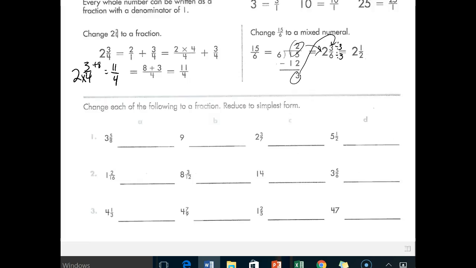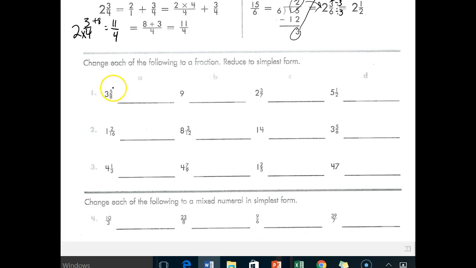All right, so the first one is going mixed to improper. So 3 times 8 is 24, plus 24, I get 29 over 8. 9, how am I going to do that? Well, really this is just 9 over 1. And they want you to change it to an improper fraction, so basically you just say 9 over 1. Any whole number can be made into a fraction by putting it over 1. 2 times 7, which is 14, so we get 17 over 7.